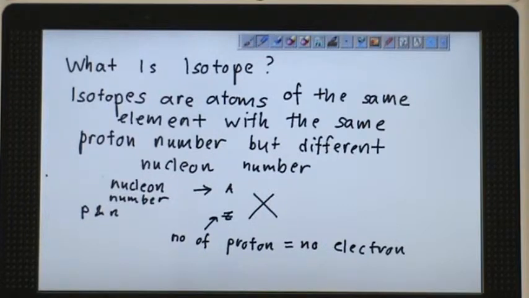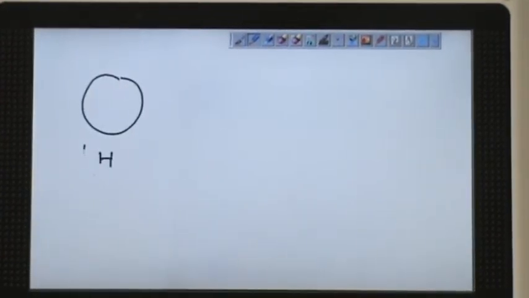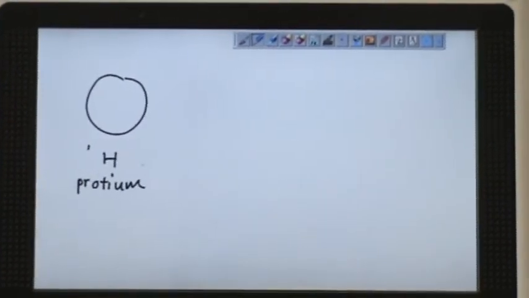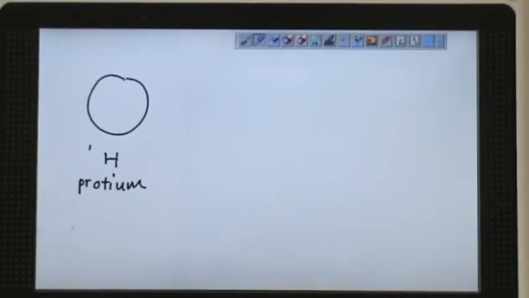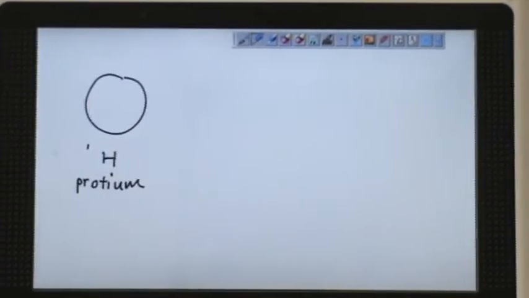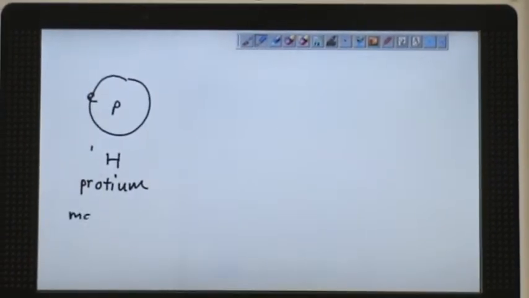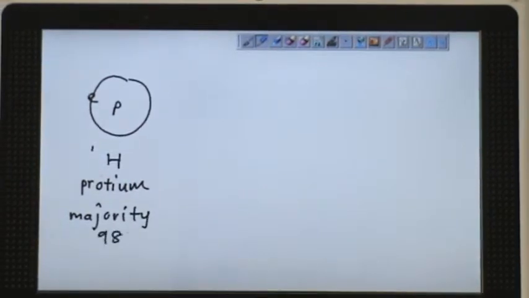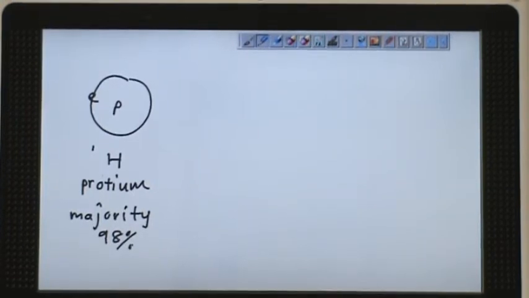So let's investigate first. I'll give you an example. Let's say you have this hydrogen-1. This is called hydrogen-1 and the special name for it is protium. Most hydrogen atoms are like this. It has one proton and one electron. This is the majority percentage found, could be 98%, something like that. You can check the proper values later.